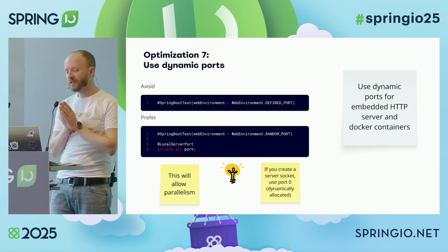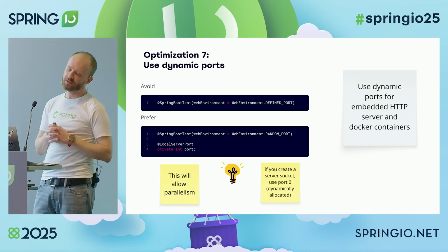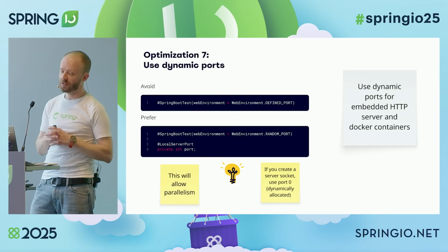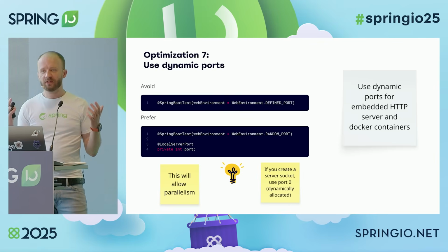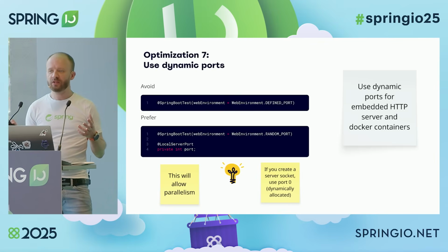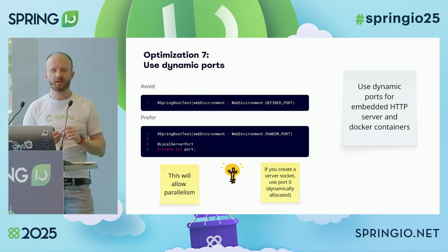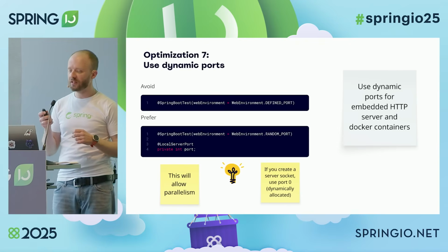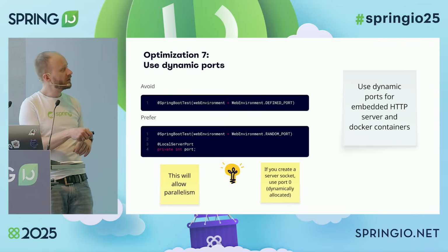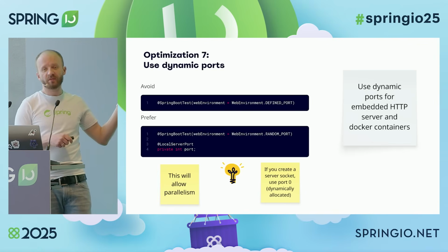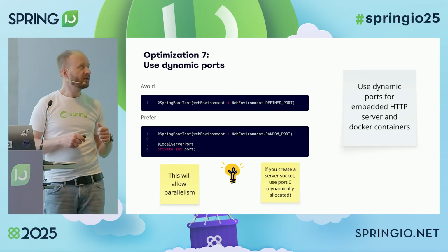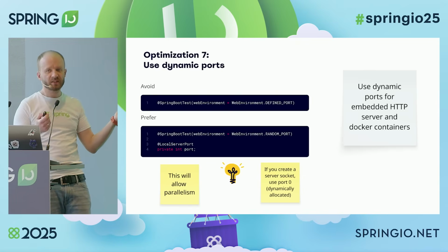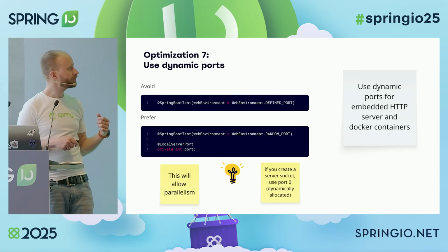Okay, next optimization is related to using dynamic ports. If you're writing microservices, probably your integration tests are making some I/O requests, and it could make sense to use random port instead of defined port. Using defined port can look pretty convenient because it's similar to what you have in production.